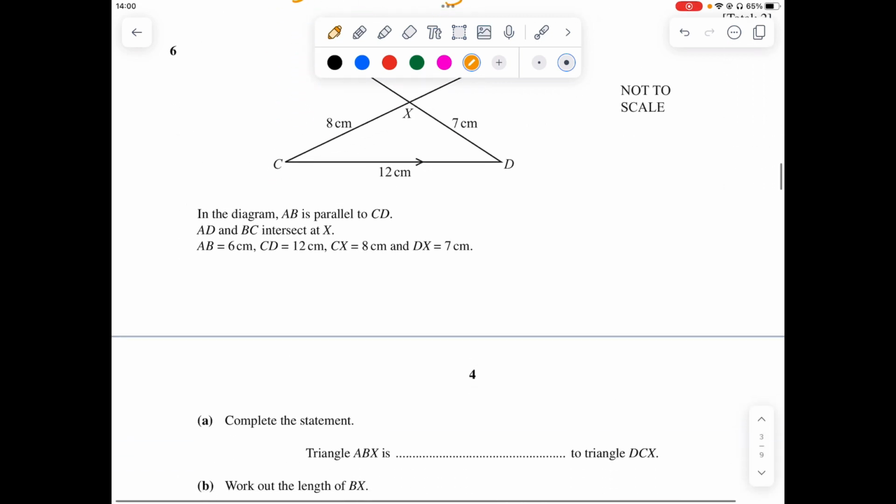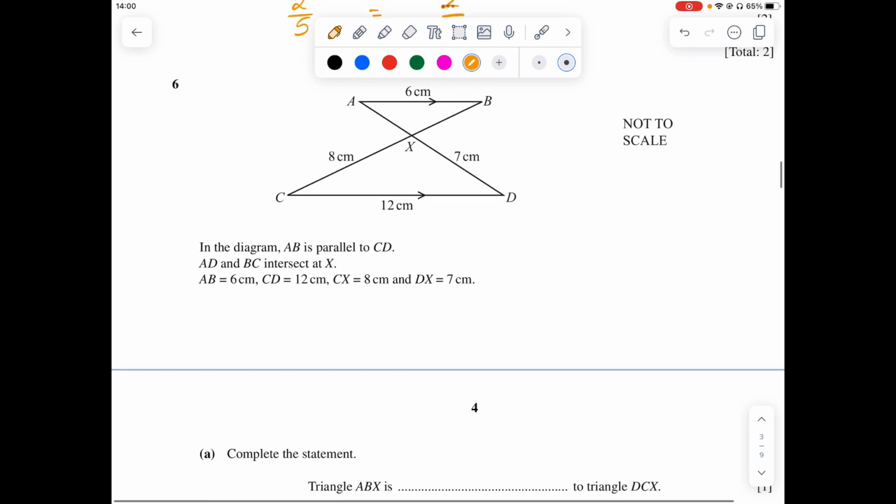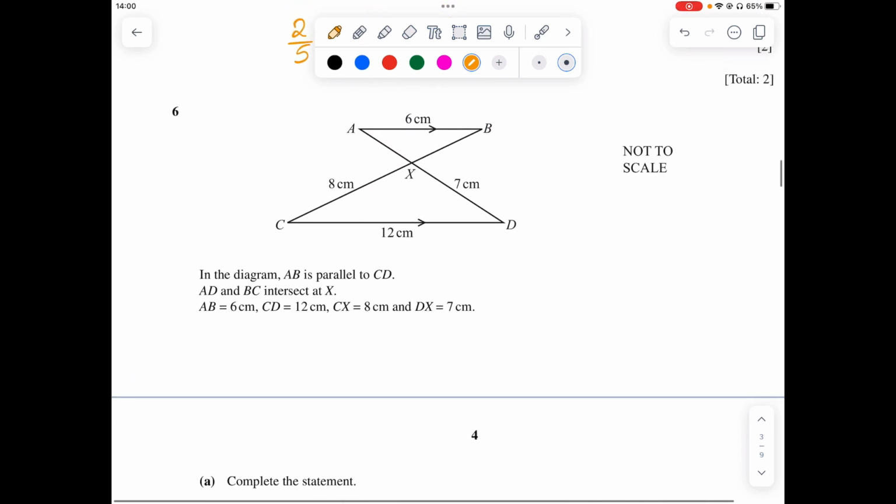Now question number 6. ABX and CDX. AB is parallel to CD. If they are parallel, alternate angles are equal. This angle should be equal to this particular angle, and moreover this particular angle is equal to this angle, the blue color angles. And finally, vertically opposite angles are also equal.